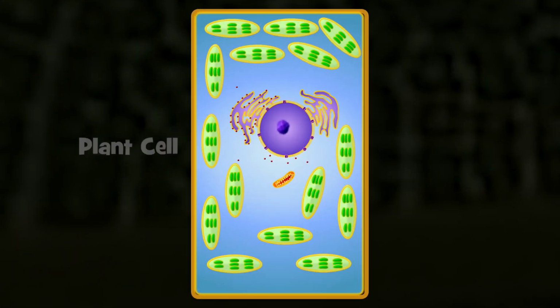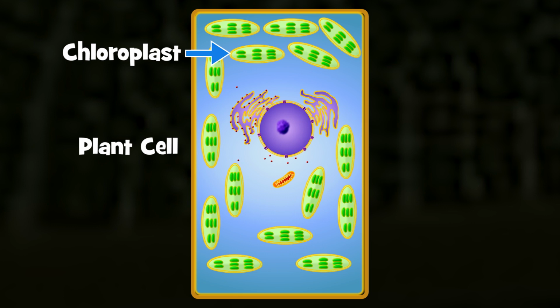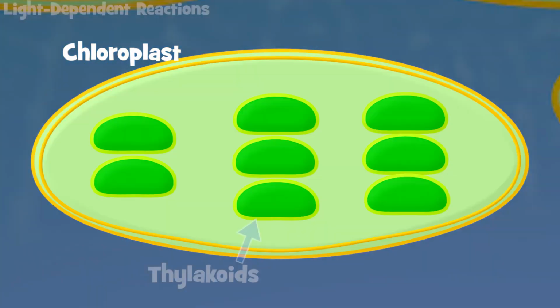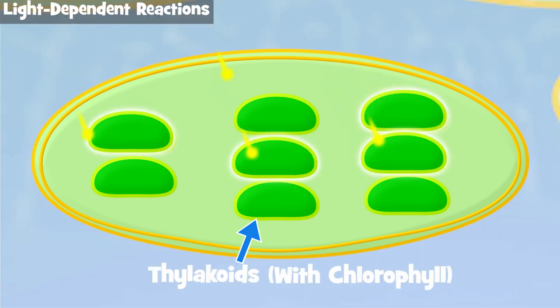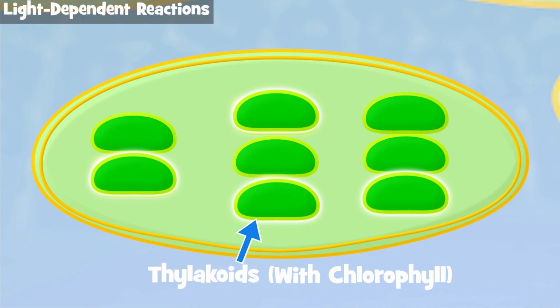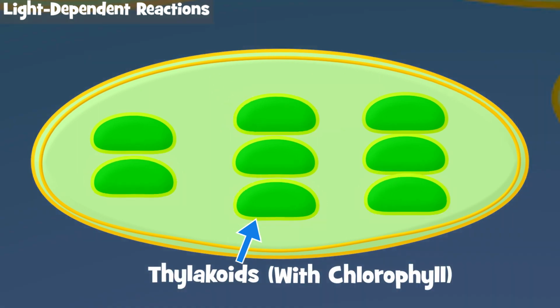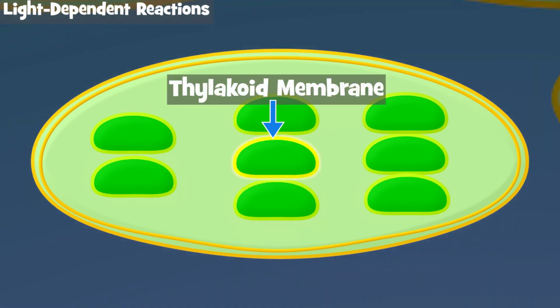Leaves are made of plant cells, and inside of these cells are special organelles called chloroplasts that do photosynthesis. Each chloroplast has many discs called thylakoids with pigments, like chlorophyll, that absorb light. Think of thylakoids as solar panels in the chloroplast. They absorb the light energy from the sun.